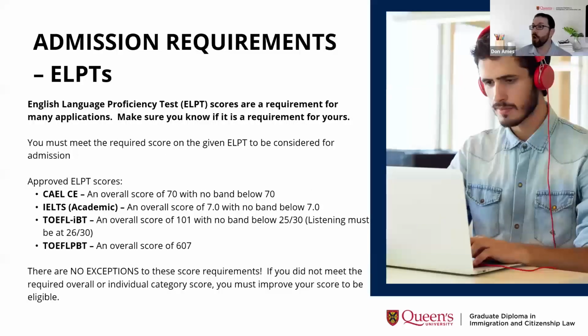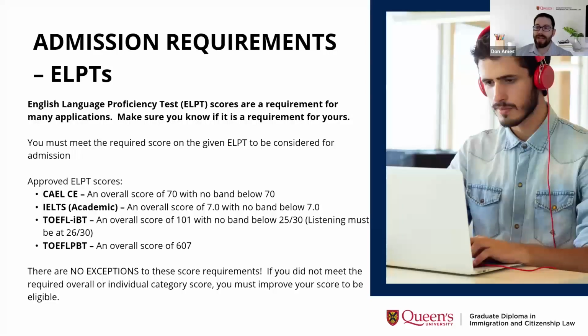Please ensure you know what is required of each individual score, because you have to have that score to be considered for admission. So KLCE, you have to have an overall score of 70 with no band below 70. IELTS Academic, an overall score of 7.0 with no band below 7.0. TOEFL IBT is an overall score of 101 with no band below 25 out of 30, except for listening, which must be at a 26 out of 30. And the TOEFL paper-based test needs to have an overall score of 607.